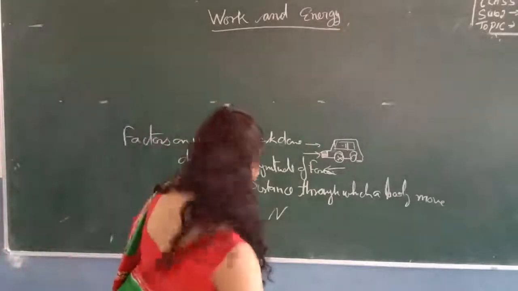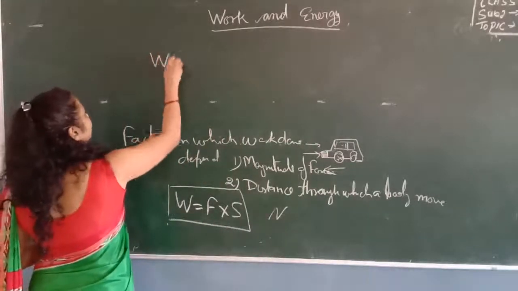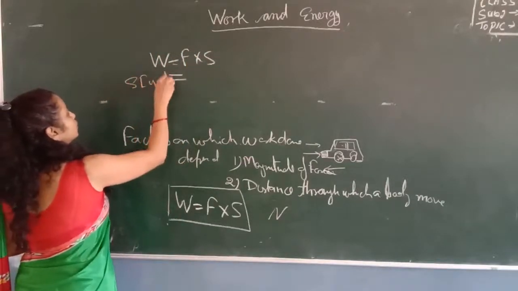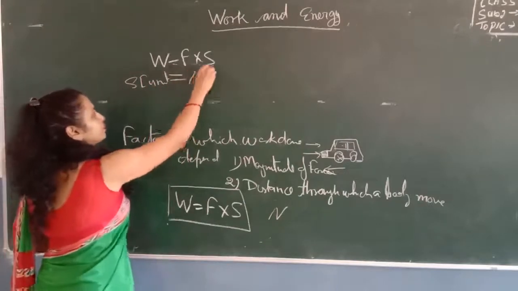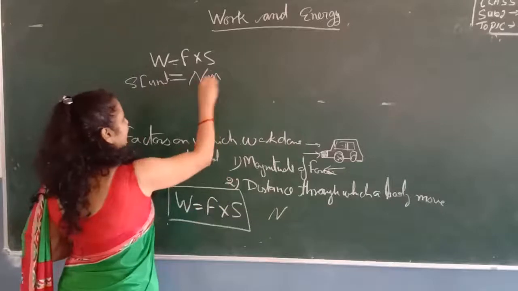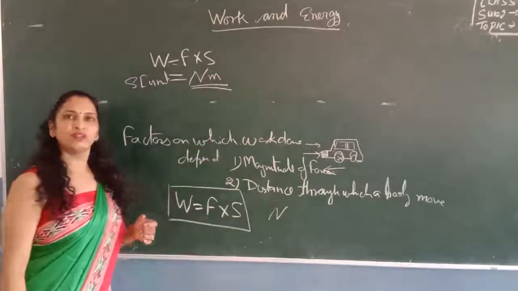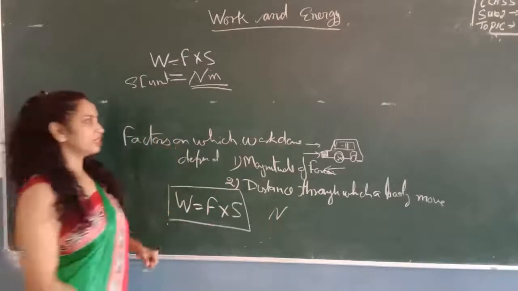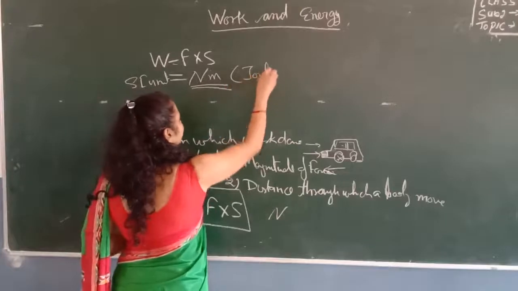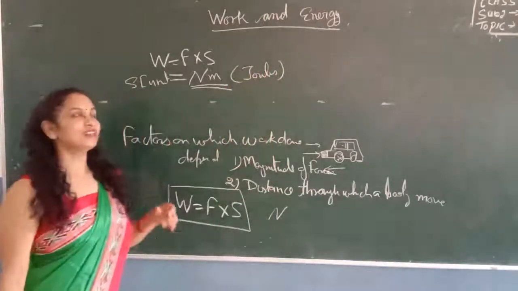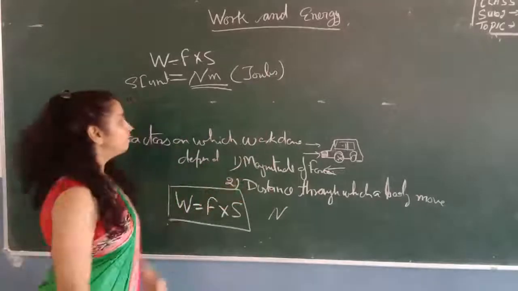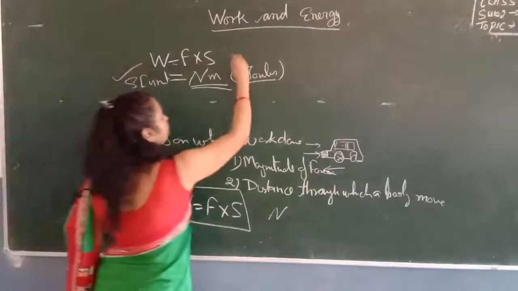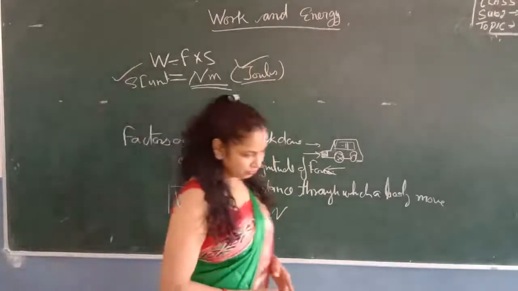So we know that work done is equal to force multiplied by displacement. The SI unit of work done should be the force, having the SI unit of Newton, multiplied by the displacement, which is meter. So the Newton meter should be the SI unit of work done. This Newton meter we can also represent by joules. So either we write Newton meter or we can say joule. 1 joule means 1 Newton meter. So the SI unit of work done is the joule.